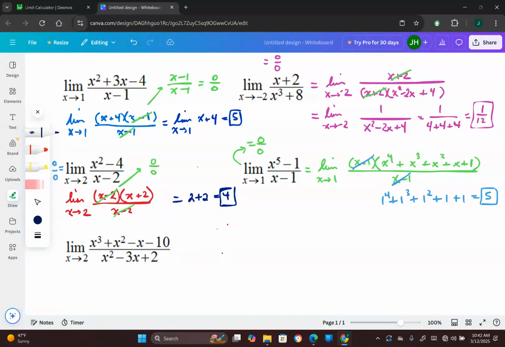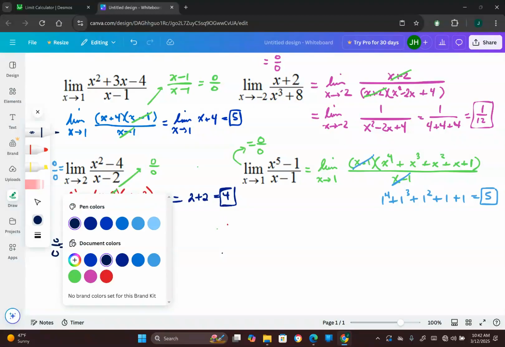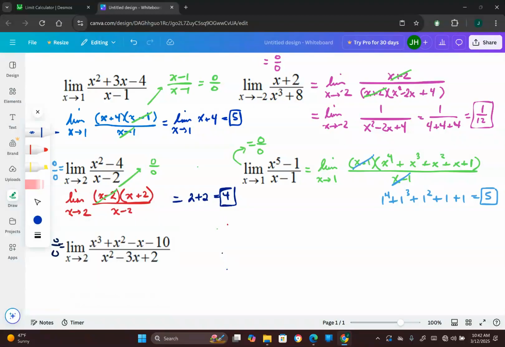The bottom even involves a little bit of work, but the one thing I know, if I plug in 2, I'm going to get 8 plus 4 minus 2 minus 10. Well, that gives me 0. On the bottom, I get 4 minus 6 plus 2. That also gives me 0. I end up getting 0 over 0. It's an indeterminate form. And again, that just means for us that we are going to have to work a little bit harder to get my answer.